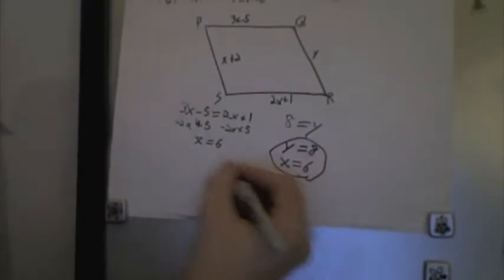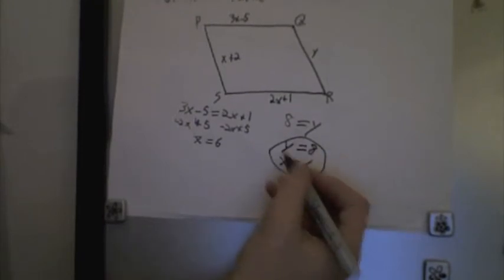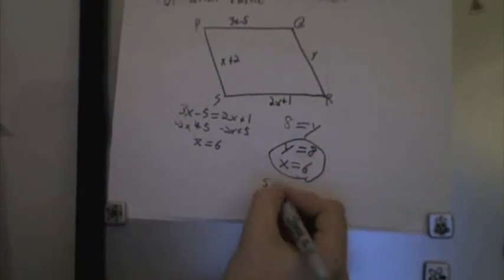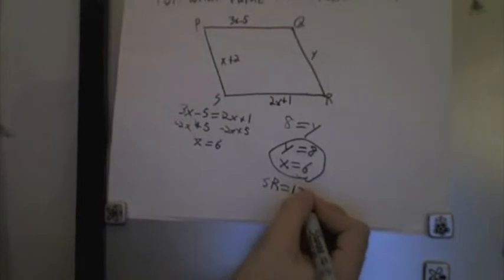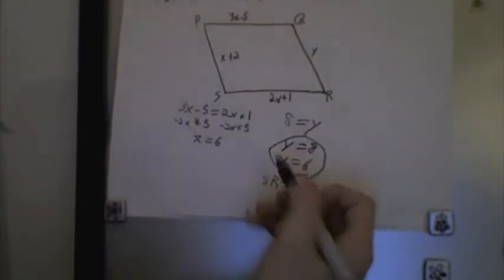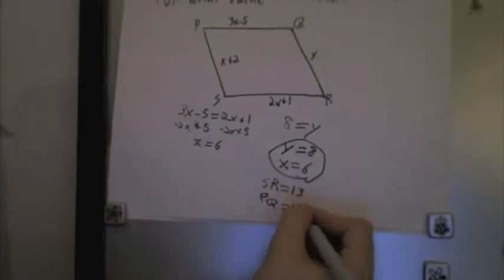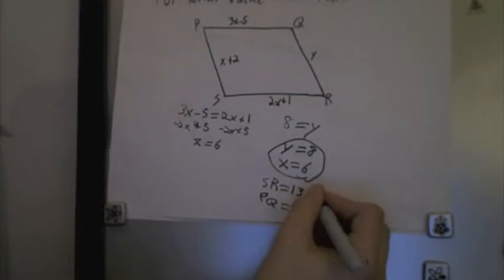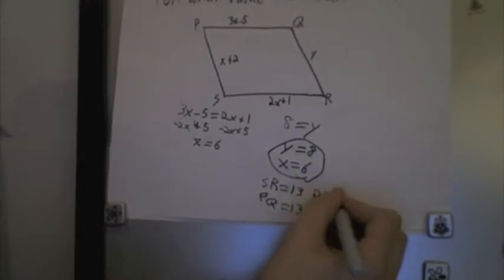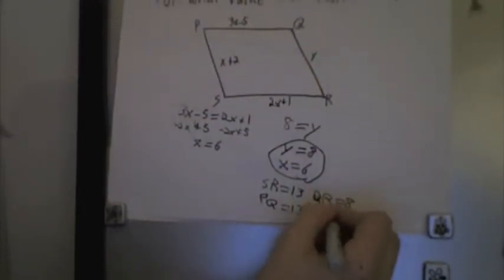And to put that in, SR would be 2 times 6, which is 12, plus 1. So SR equals 13, and PQ would have to be equal to 13. Y is equal to 8, so QR equals 8, and PS would also have to be equal to 8.